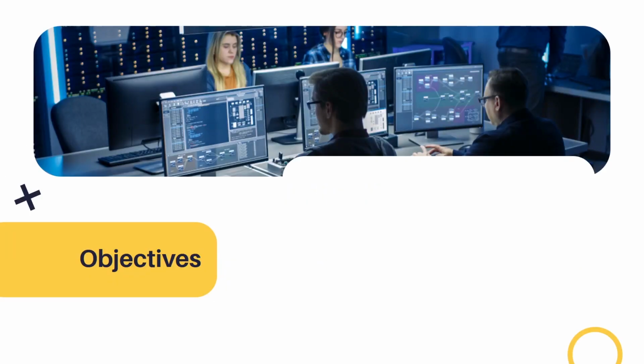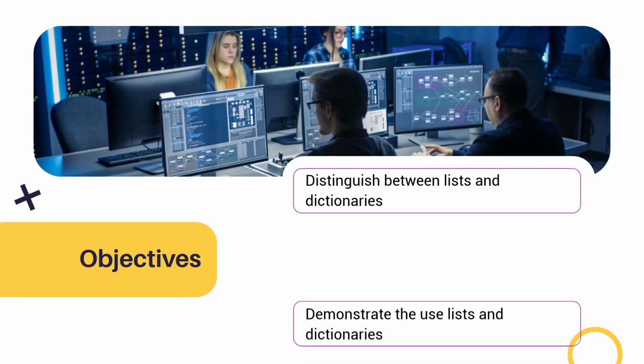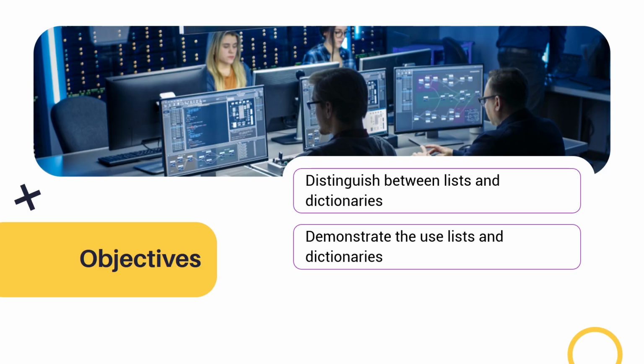The objectives for today's lesson are as follows. First, we'll distinguish between lists and dictionaries in Python, and then next we'll move on to a practical demonstration where we'll actually work with lists as well as dictionaries.